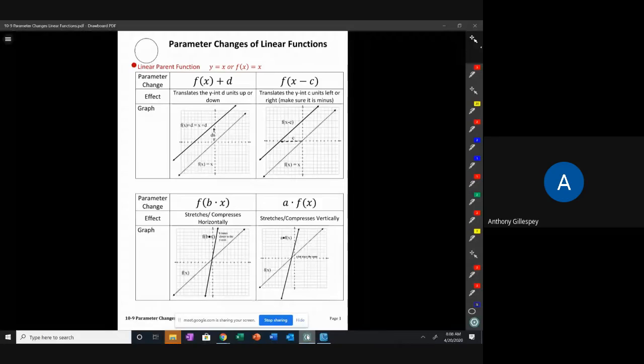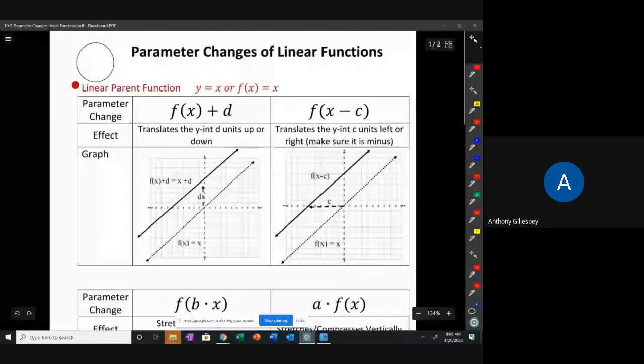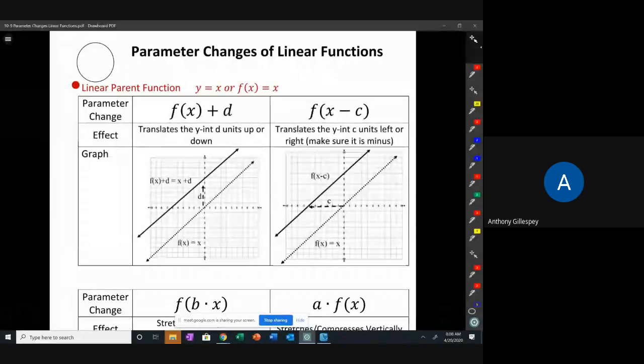Today we're going to talk about parameter changes of linear equations. And I'm going to be honest with you, this is probably one of the hardest lessons of the year. Maybe not what I'm going to do today, but definitely what I'm going to do on Thursday. It's probably one of the hardest lessons of the year to understand well, okay?